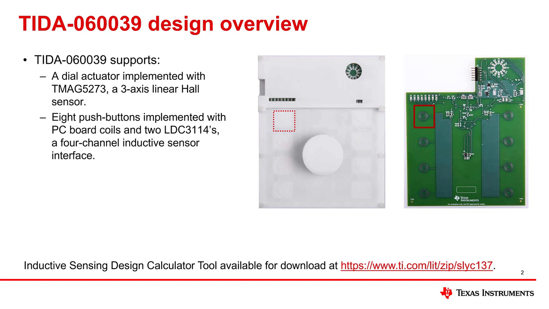We will design the sense coils using the Inductive Sensing Design Calculator tool, which is available for download from the URL shown on the slide. The tool is an Excel-based spreadsheet that supports designs for all of TI's inductive sensing products. The tool allows the user to easily create a sensing coil design, and for most devices it will also provide user feedback on device settings and some device behaviors.